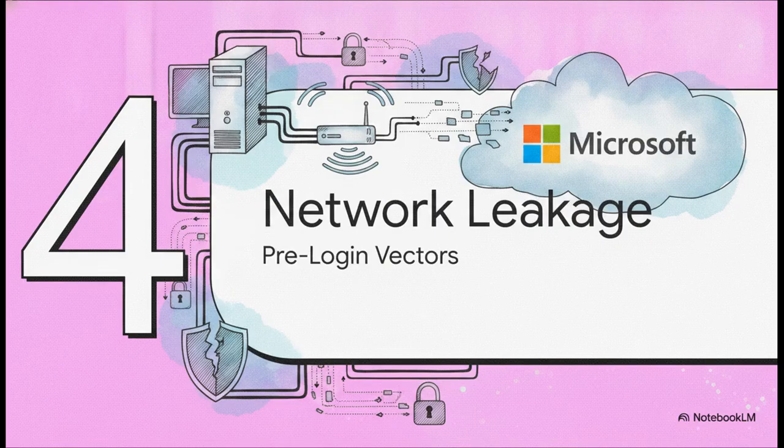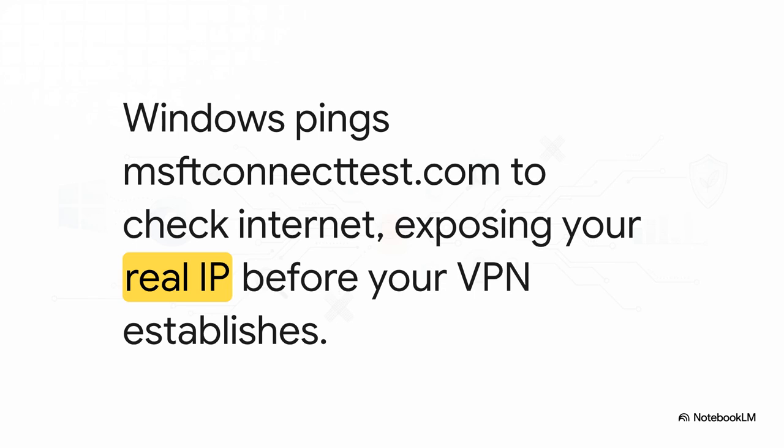Okay, Section 4, network leakage and apps. Because beyond the browser, your machine is talking to Microsoft before you even open a single application. Take the NCSI probing vector, for instance. Just to check if you have internet access, Windows automatically sends an HTTP ping to msftconnecttest.com, and this happens the exact millisecond a network change is detected. What this means in practice is that even before your VPN tunnel has the time to establish, secure your connection, and mask your location, Windows has already pinged Microsoft servers, instantly revealing your real physical home IP address.